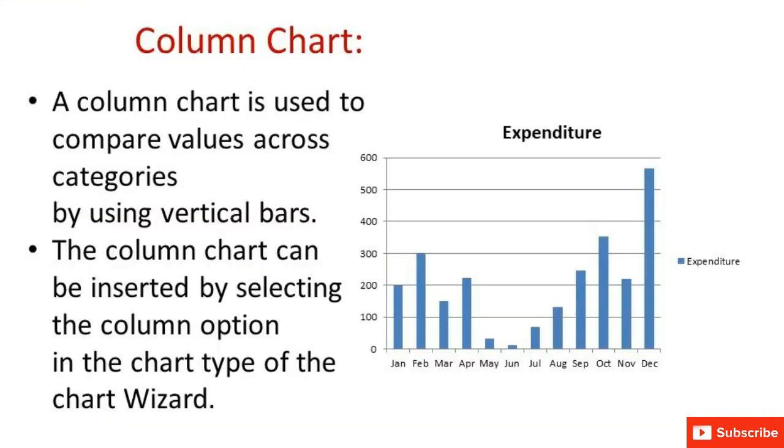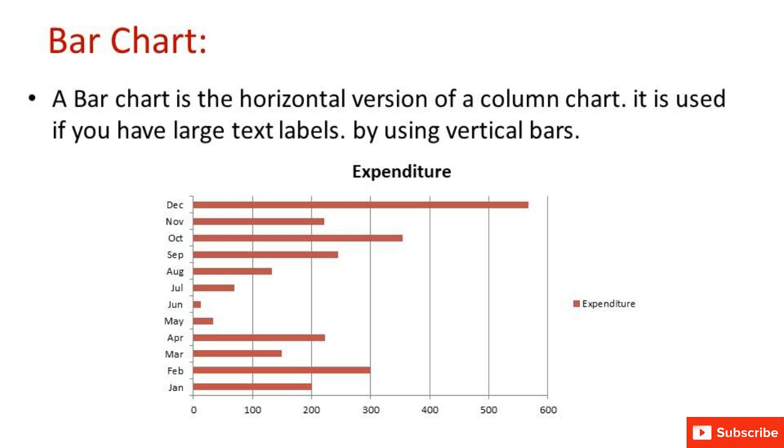A column chart is used to compare values across categories by using vertical bars. The column chart can be inserted by selecting the column option in the chart type of the chart wizard. Now, what is a bar chart? A bar chart is the horizontal version of a column chart. It is used if you have large text labels.